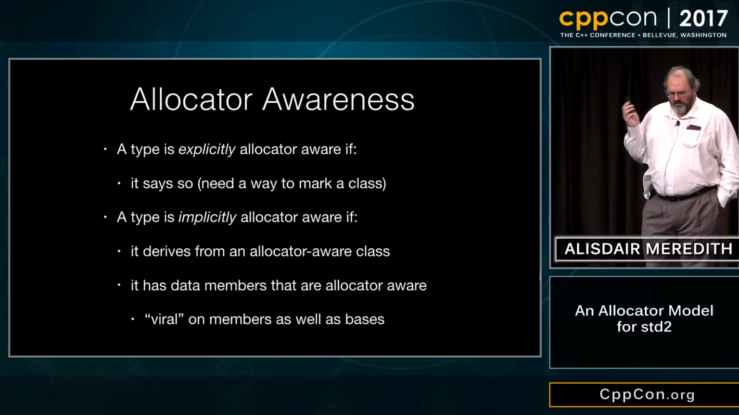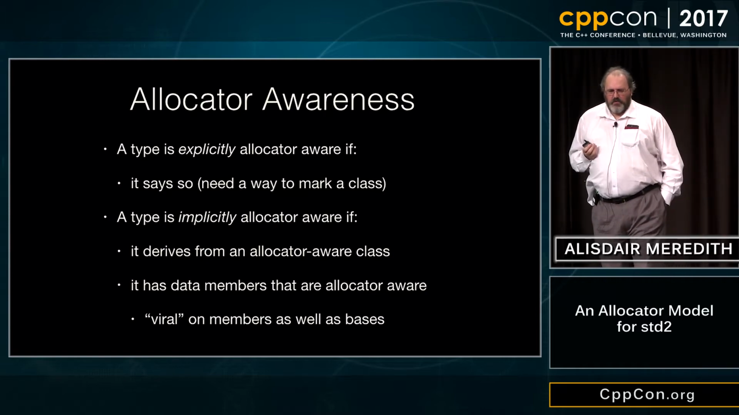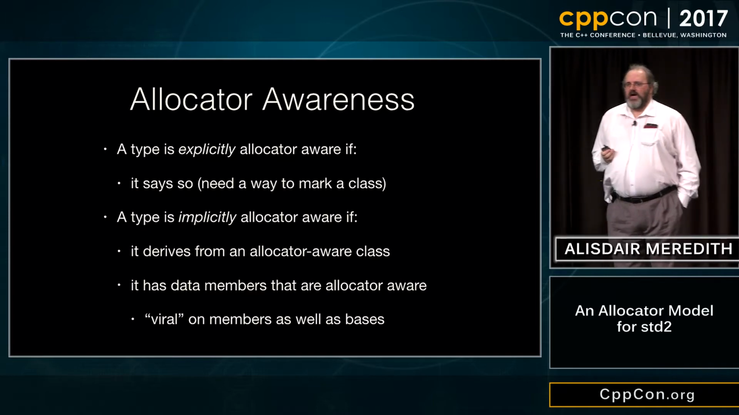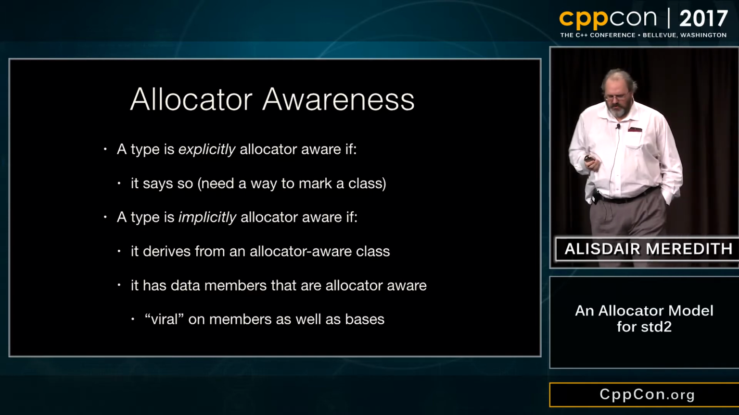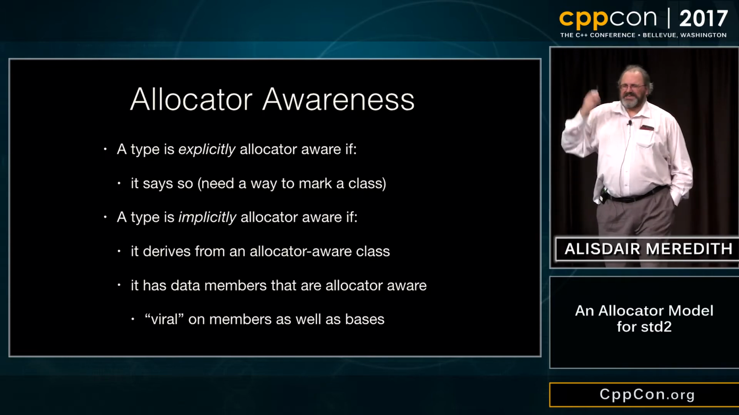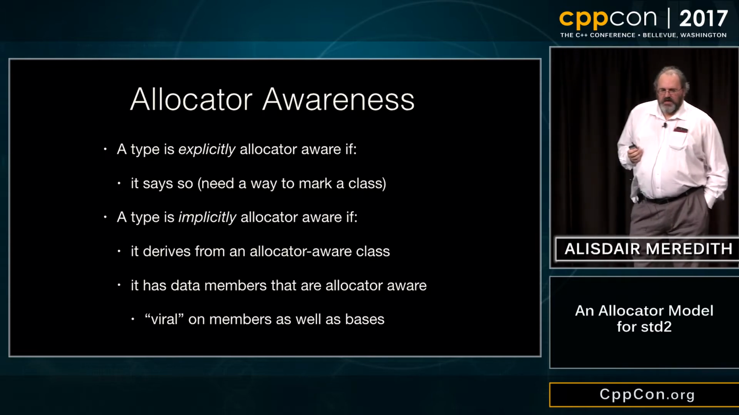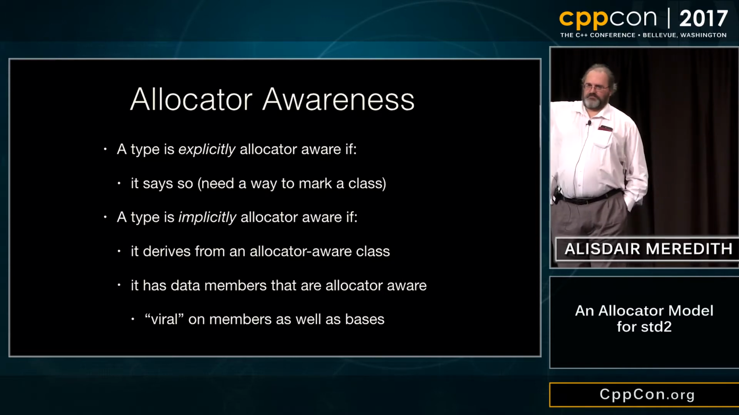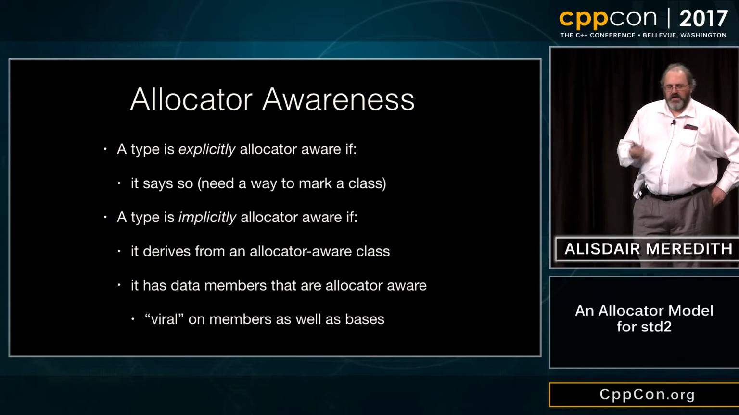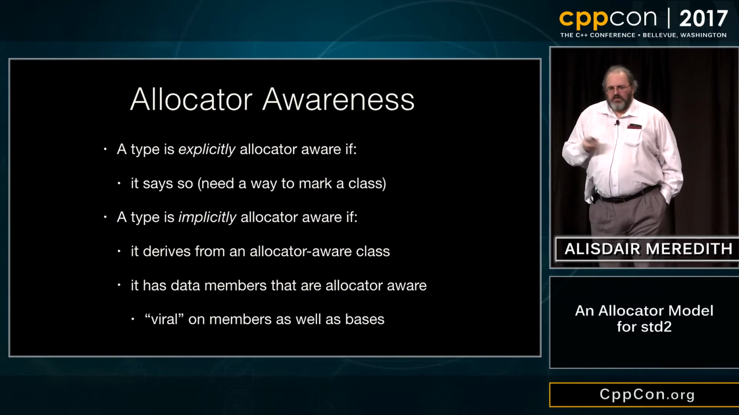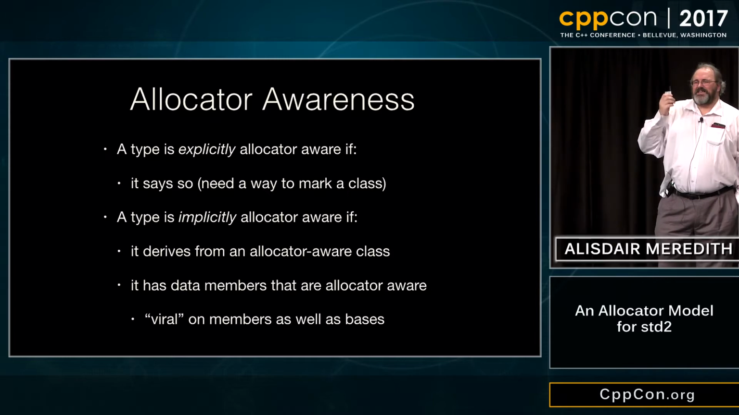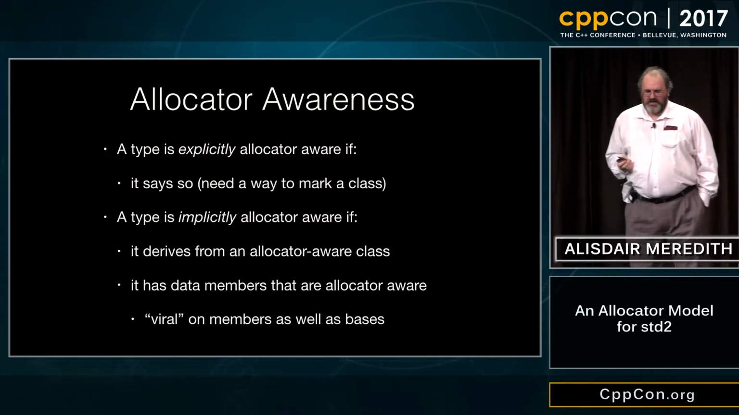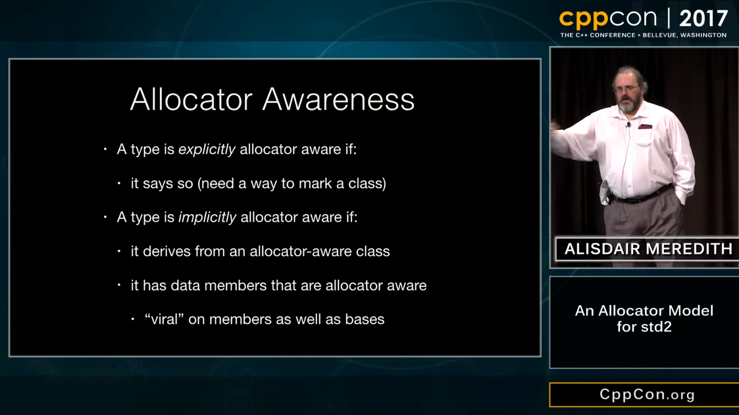So in the proposal I'm going to come up with, a type is explicitly allocator-aware if we mark it in a way that says this type is allocator-aware. And that's going to mean something special that we're going to talk about quickly. And a type is implicitly allocator-aware if it derives from an allocator-aware class, kind of like, I've got a vtable, if my base class is polymorphic, I'm polymorphic. But unlike regular virtual functions, also if I have a data member that's allocator-aware, I'm going to pick up this funny allocator-aware tag. So it's viral on members as well as bases.